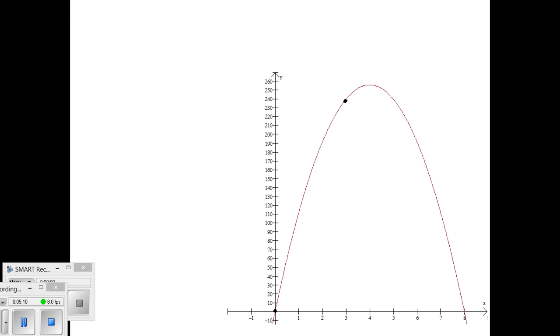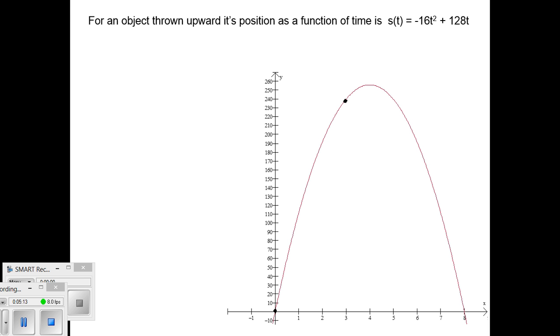Let's look at another example. Physics will tell us that there are equations of motion. If an object is thrown straight up, it's going to be under the influence of gravity, and the height to which it will rise will be governed by this equation. This equation is S of t, where t is the variable time and S is the position. Where will it be? How high will it be as a function of time? So this is the particular equation.